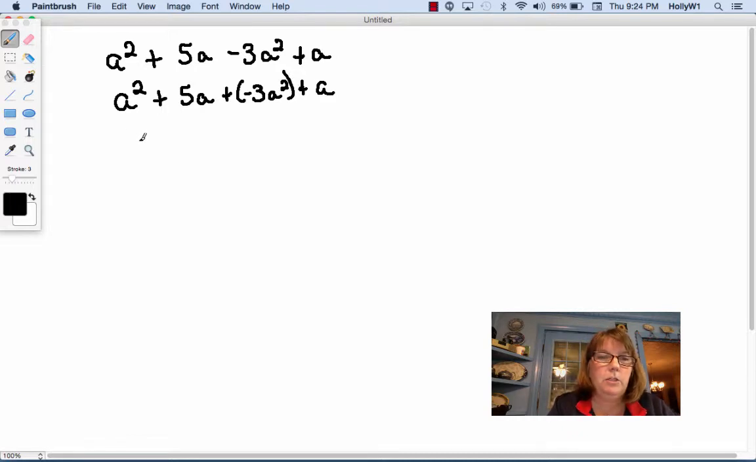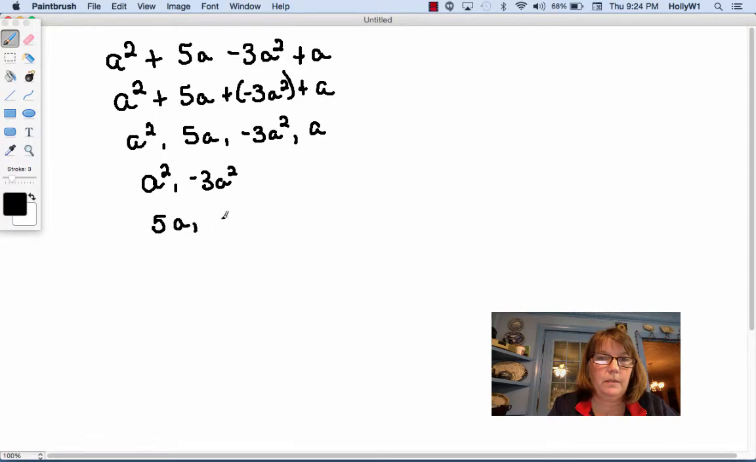All right, terms. a squared, 5a, negative 3a squared, and a are all terms. Like terms are a squared and negative 3a squared. Those are like terms. 5a and a are also like terms. And there are no constants, so they're not in there.